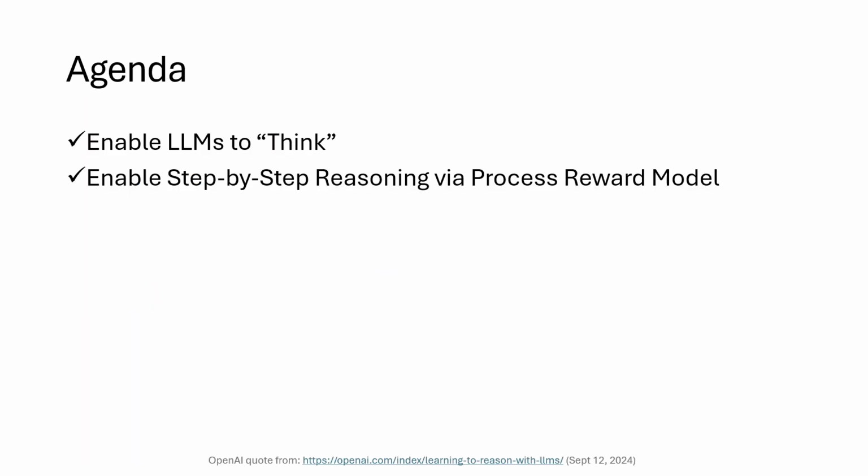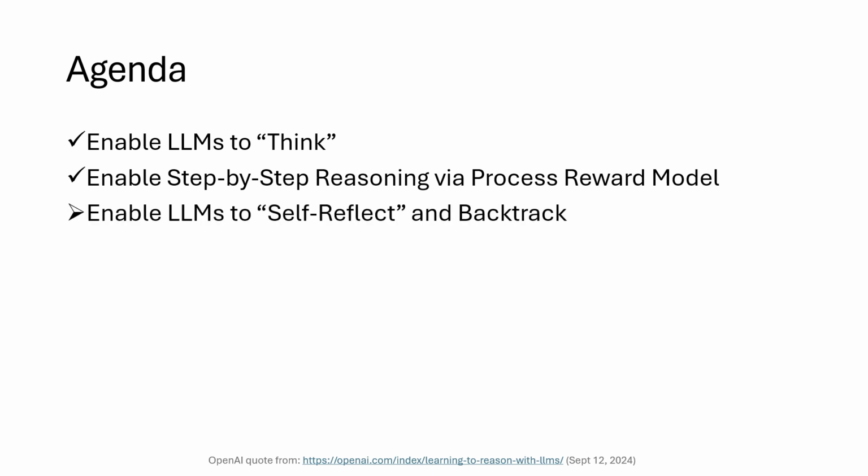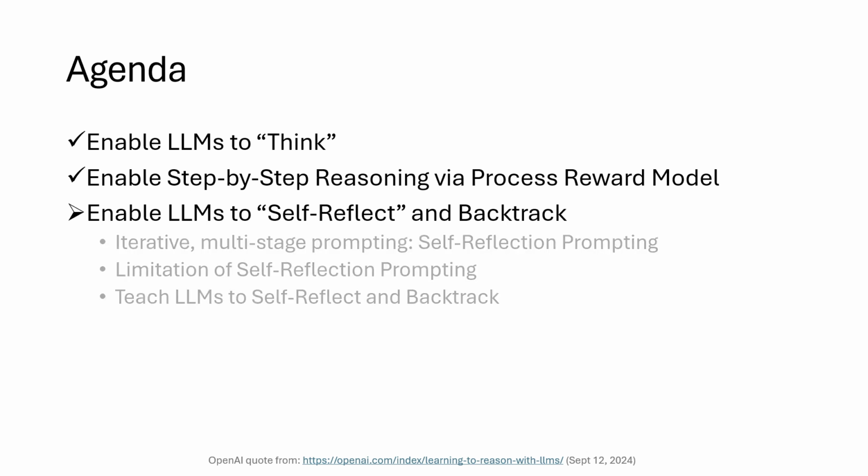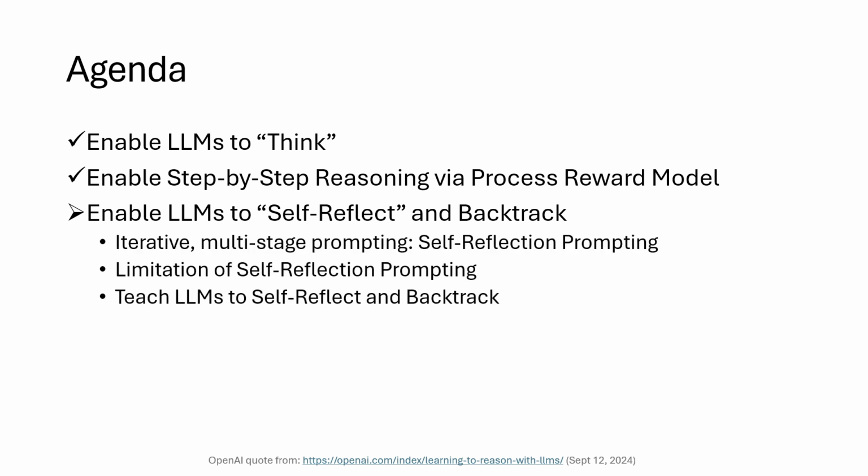Okay, so I have finished the first two parts, explaining how to teach the model to think and how to teach the model to do step-by-step reasoning. The next step is we want to know how we can enable large language models to self-reflect and do backtracking. Specifically, we will still start with inference-time only solutions. We will introduce self-reflection prompting. We will introduce some limitations of these inference-time only solutions. And we will discuss how we can teach language models to self-reflect and backtrack using some training methods, using some reinforcement learning.